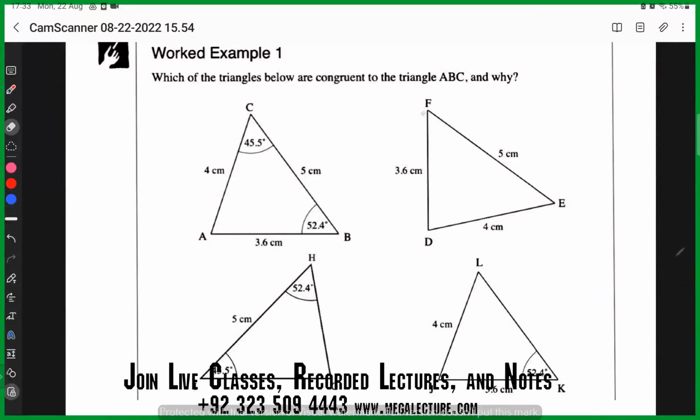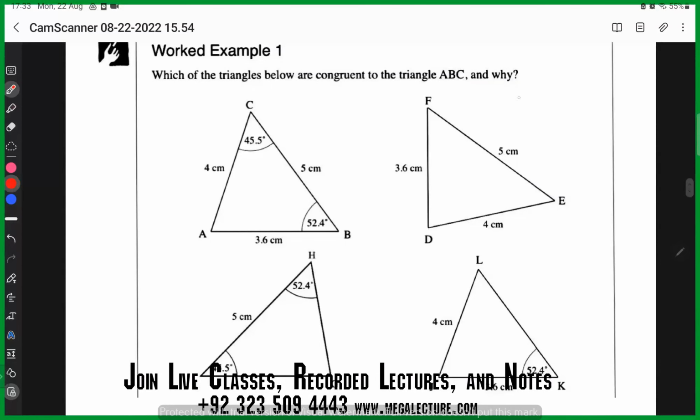D, E, F. Okay, so what I can see is that I have 4 here, I have 4 here, I have 3.6, I have 3.6, I have 5 here, I have 5 here. So the two triangles are congruent. A, B, C is congruent to, either you can write it down this way, or you can write it with these three lines, as congruent to D, E, F. Why? Because of side, side, side. The two triangles are basically passing the first test, that was side, side, side. All the three sides are same. This is why we know that both the triangles are congruent.